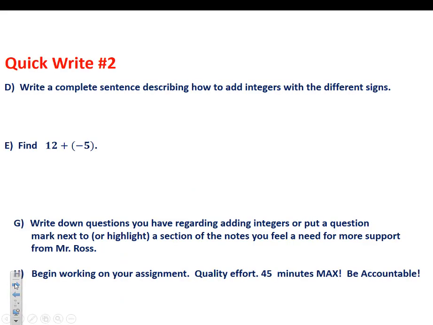That's the end of this video, ladies and gentlemen. How outstanding is that? You do have 2 things to do on quick write number 2, writing a complete sentence and then adding these 2 integers with opposite signs.